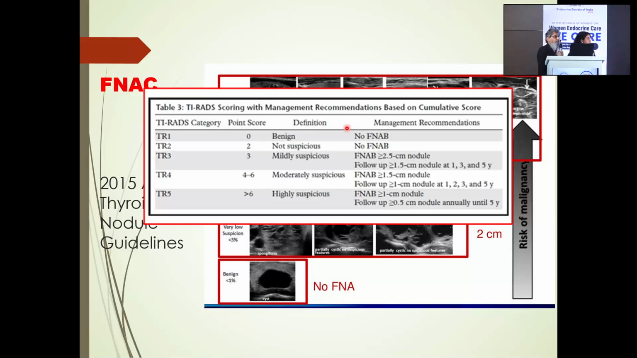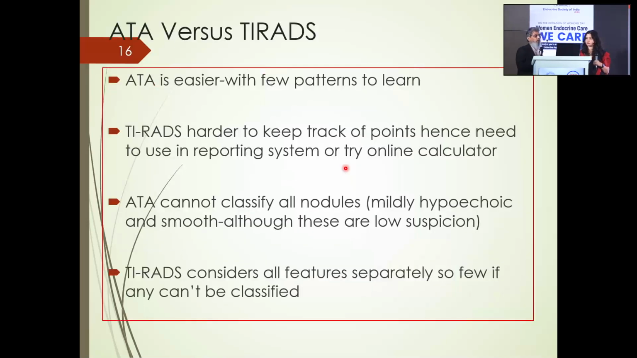Yes, I think one additional thing, compared to ACR TIRADS, the ATA guidelines will allow you to do FNAC exactly similarly, but I think the size here is a little more, so it gives more flexibility. But TIRADS tends to cover most of the features of a particular nodule, while ATA tries to generalize about it. So I think ATA is more visual, TIRADS is more mathematical. So I think that's why TIRADS does slightly better.